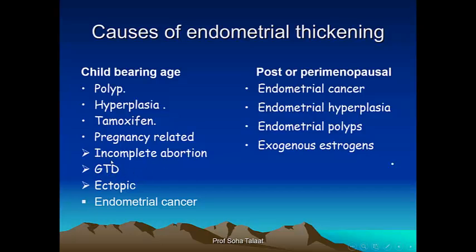Also in cases of incomplete abortion, retained products versus AVM, it's a common entity, and I have a lecture on this channel also on the pregnancy related disorders in the childbearing age group. Post and perimenopausal, we have endometrial cancer, endometrial hyperplasia, endometrial polyps, exogenous estrogens, but most of this group we need to do MRI for confirmation. Of course, ultrasound and Doppler is very important, but we have to do MRI if we need confirmation.